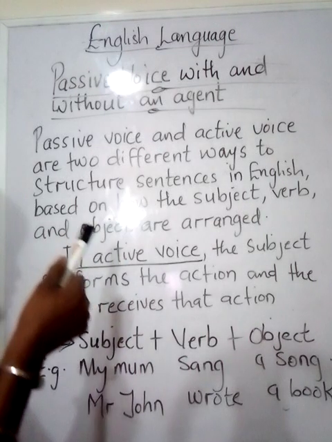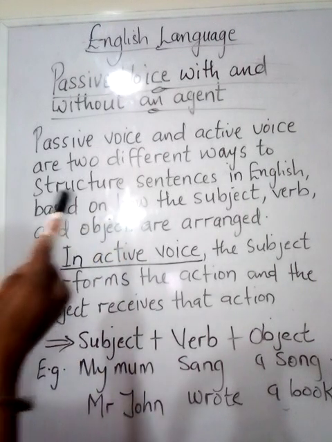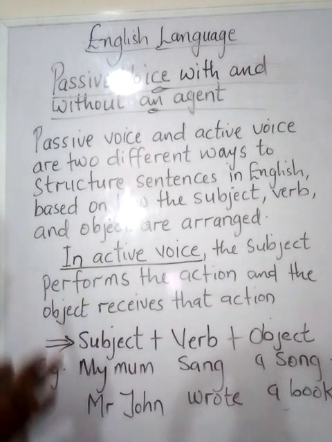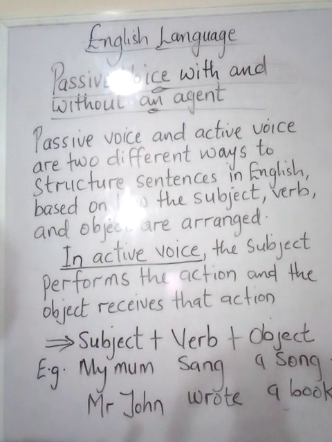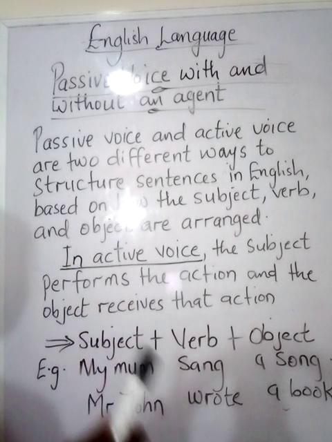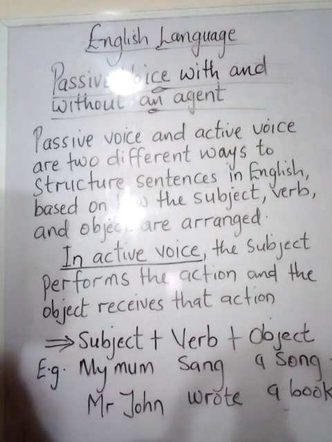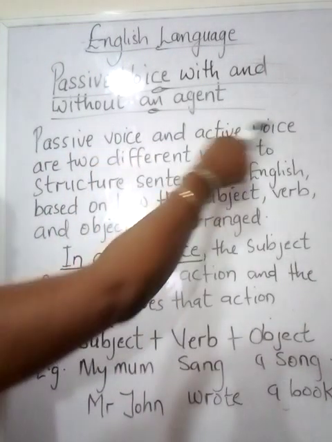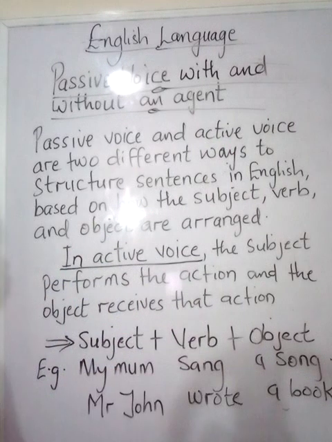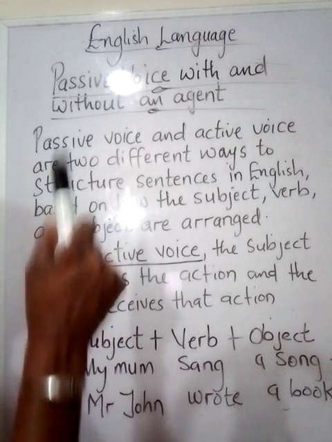Before we go into what we have today, I would like to quickly refresh our memories on passive voice and active voice, which is more or less the opposite of passive voice. We're going to look at these two different ways of structuring sentences in English, based on how the subject, verb, and objects are arranged. They are two ways of reporting an action, or saying the consequences of an action, with the arrangement of the subject, verb, and object.